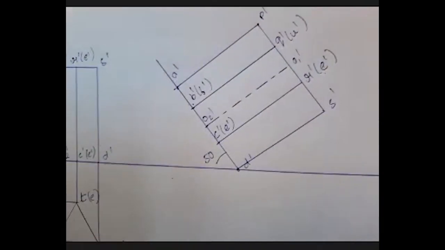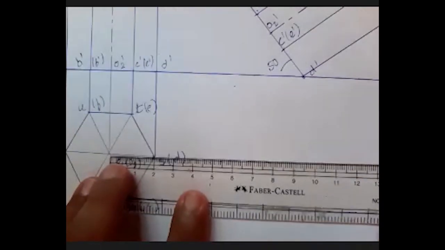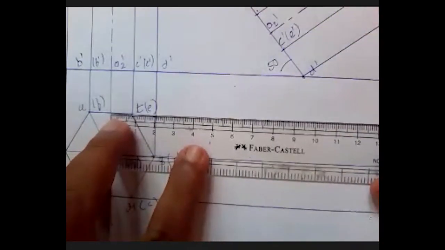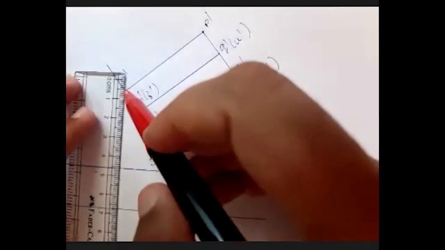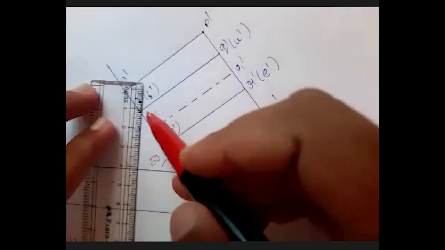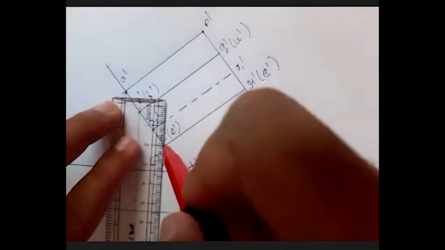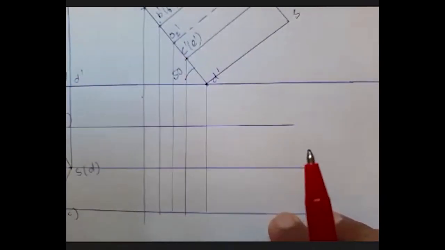Once this is done, I need to project this sideways, which I'm going to do. This point also I need to just take it sideways, and then this. Then I'm going to project the bottom base first. I have projected the bottom base.